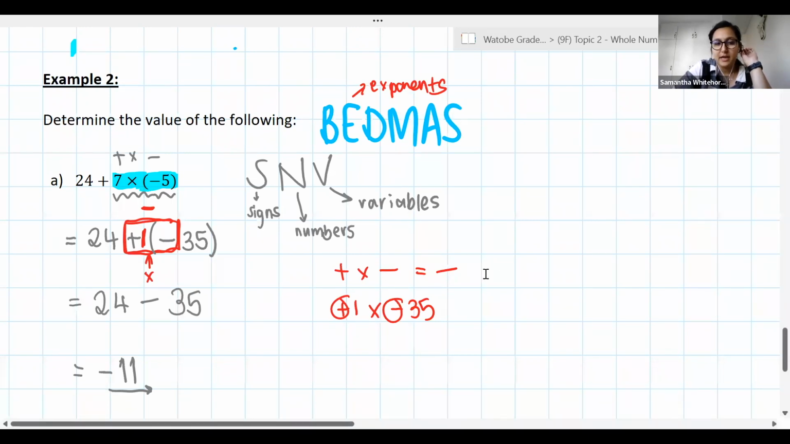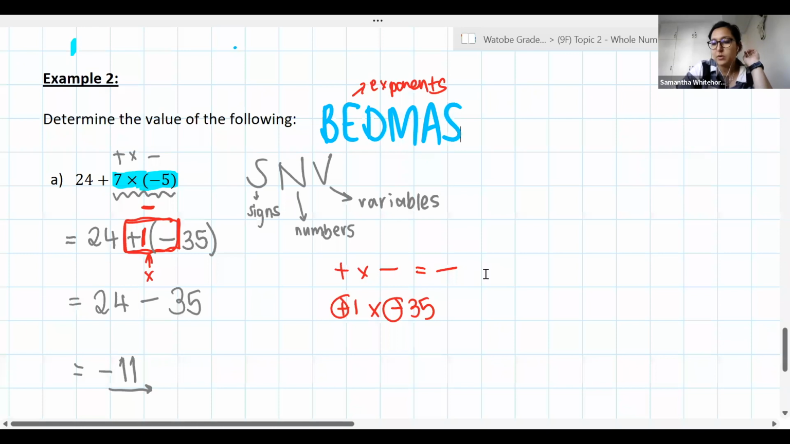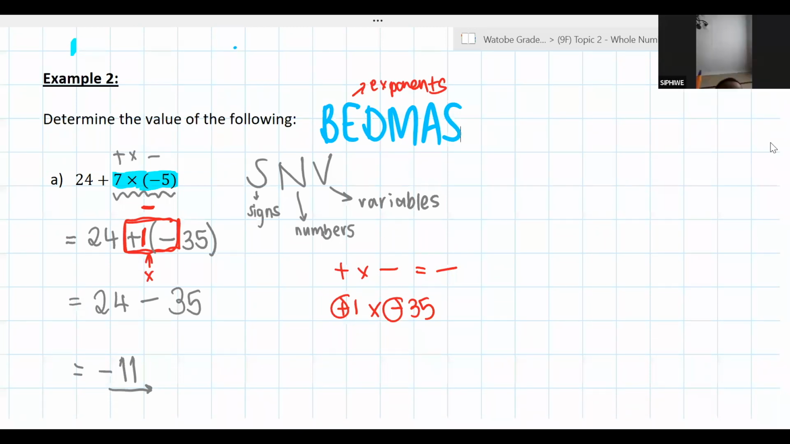Okay, I'm gonna wait here for a second or two in case anyone wants to screenshot. I see Sampue's got their hand up. Sampue? What does bodmas mean?